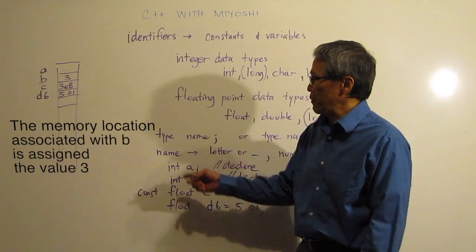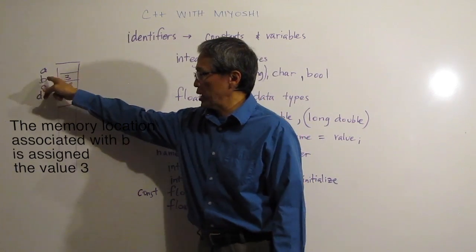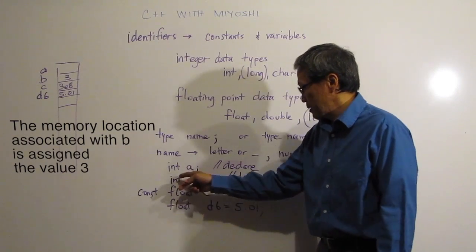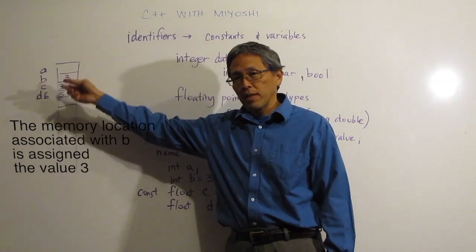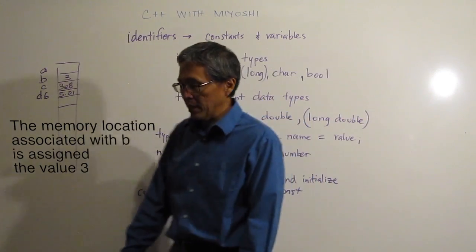That's declaring and initializing. Oh, by the way, when I say int b is assigned the value 3, that really means that the memory location associated with b is assigned the value 3. But we just say int b is assigned the value 3. But it really, like I said, means the memory location associated with b is assigned the value 3. Okay?